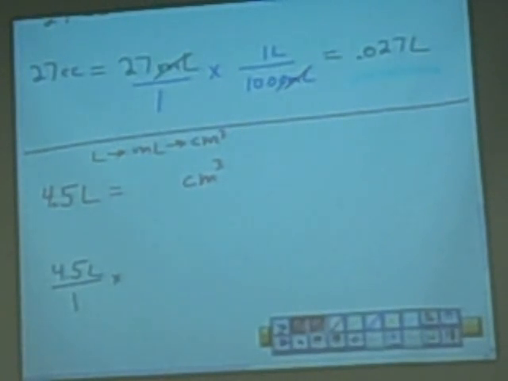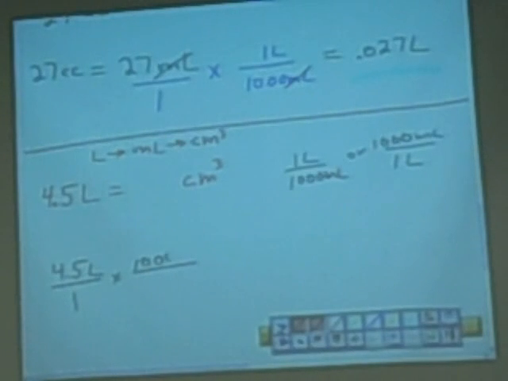Well, here's our conversion right here. So do we want 1 liter over 1,000 milliliters or 1,000 milliliters over 1 liter? The second one, right, because we want the liter units to cancel. So that's 1,000 milliliters over 1 liter, and here we physically cancel those units out.